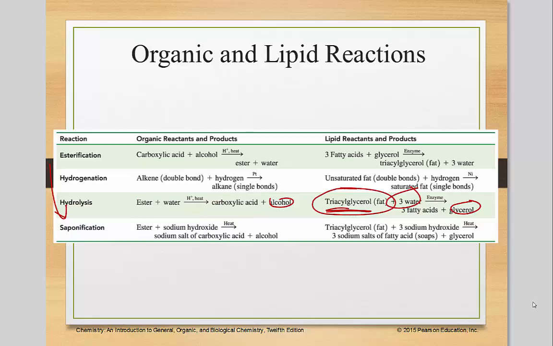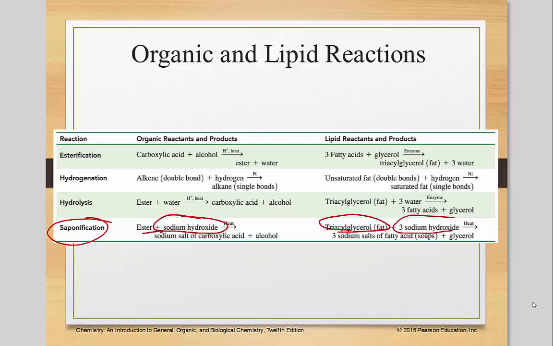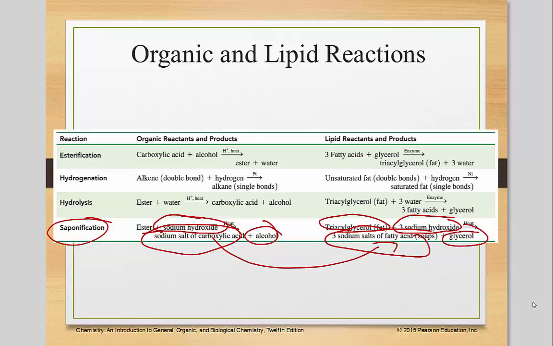Then finally, we have saponification. Once again, we have an ester. This time our ester is going to be trialcylglycerol. We're reacting it with sodium hydroxide. We have 3 of them because the trialcylglycerol, we have 3 carboxylic acids that have reacted there, 3 fatty acid groups. The sodium salt of carboxylic acid, the sodium salt of fatty acid, because remember, the fatty acid is a carboxylic acid. You're left over with alcohol, and here we're left over with the glycerol. And those are the chemical properties of fatty acids.